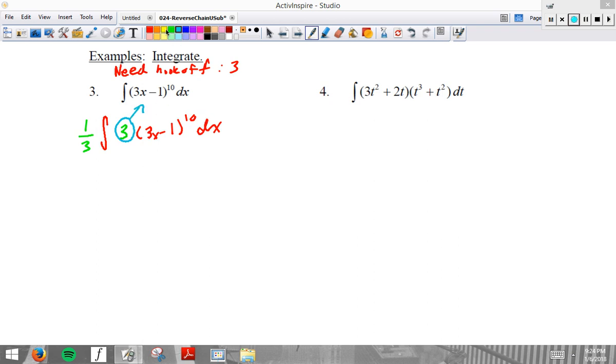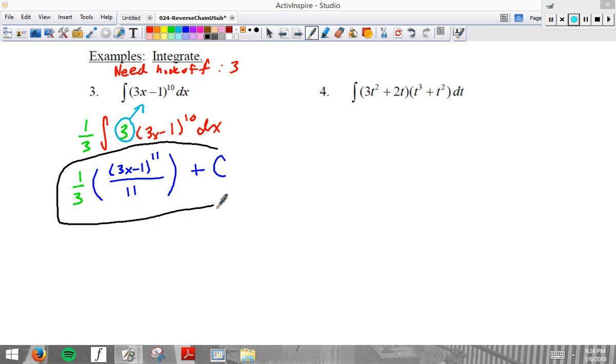Now that 3's here to be hooked off, that 3 is going to disappear. This 1/3 stays. We change the integral sign to a parentheses. Everything is going to get multiplied by 1/3. We keep the inside the same. We're going to add 1 to the power. We're going to divide by the new power. We're going to add c on the end. And there's an answer.